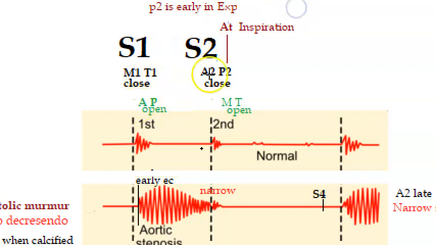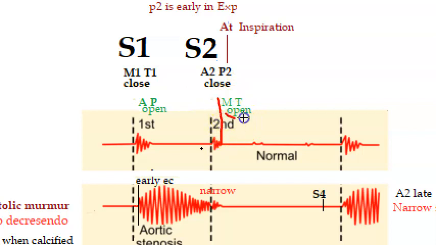Where are they opening? That also you should know. After S1, A and P will open, and that is called the ejection click. Only when it opens can it close, isn't it? So this is the ejection click, which is after S1, where A and P open. Then when will M and T open? M and T will open after S2.